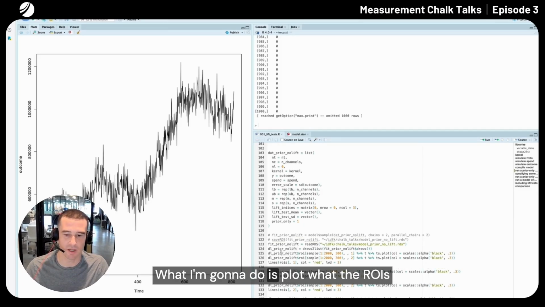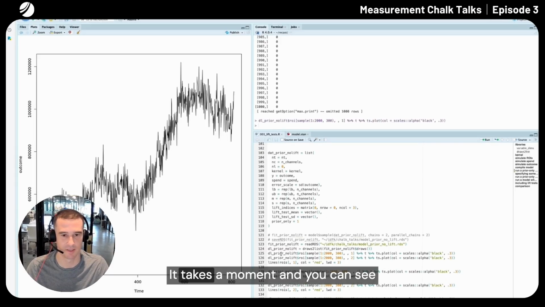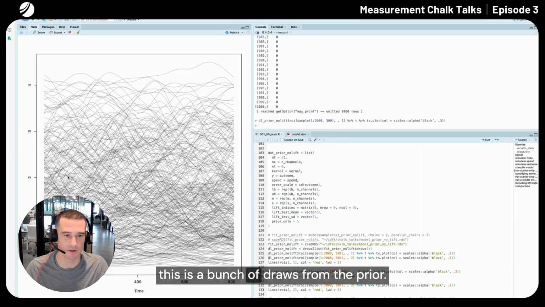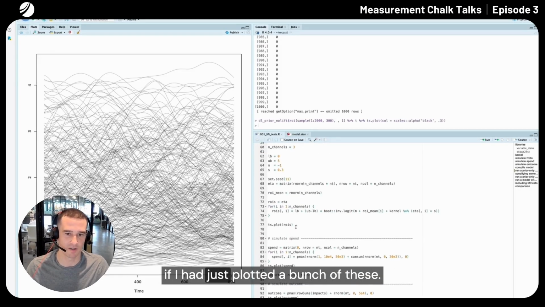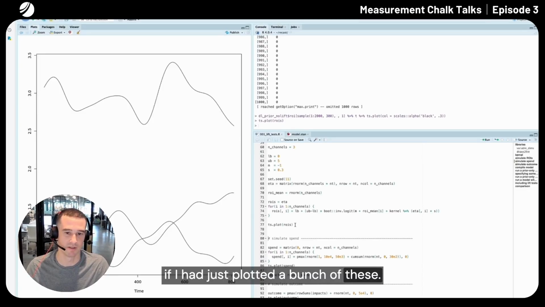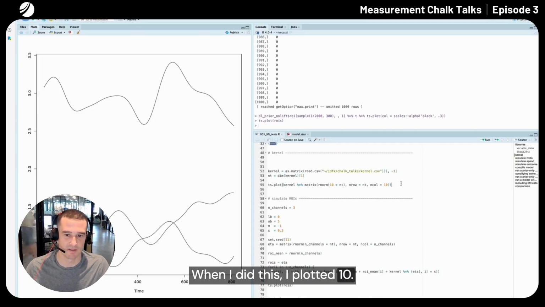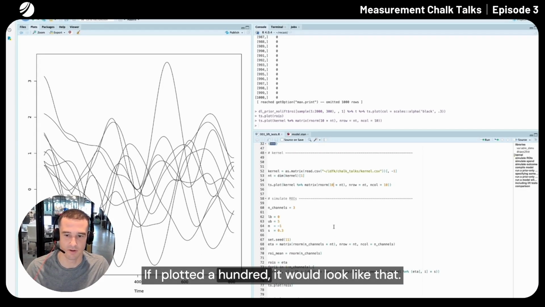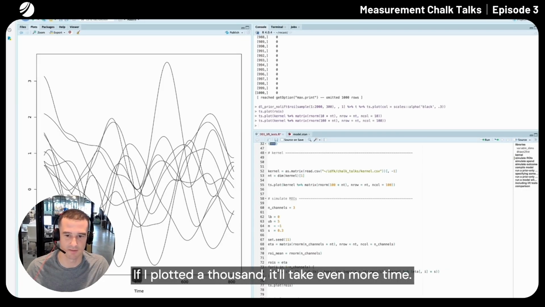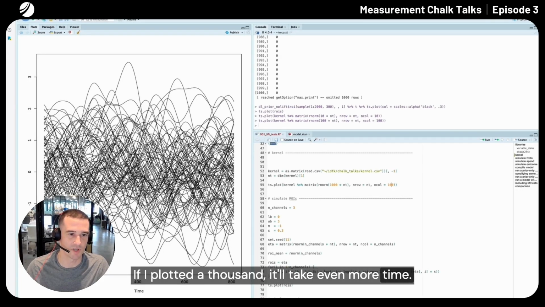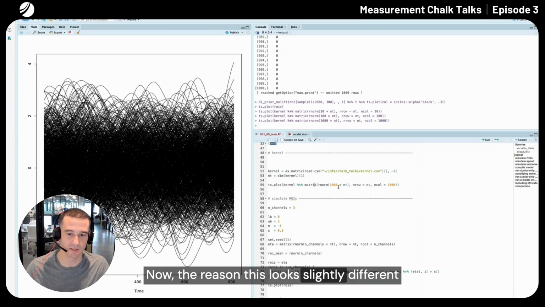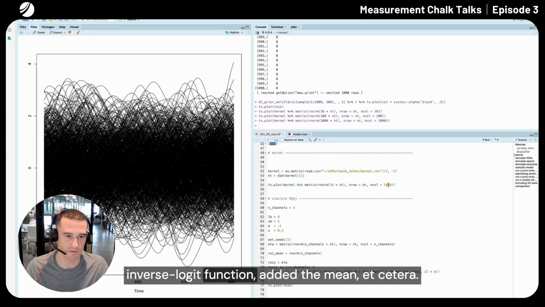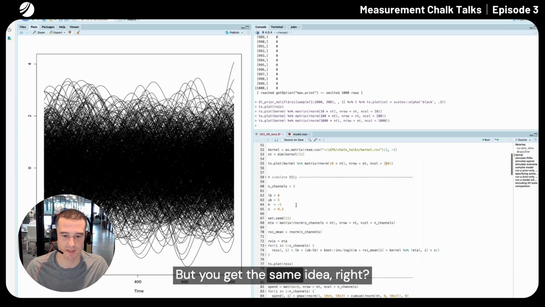What I'm going to do is plot what the ROIs look like when I simulate from the prior. Takes a moment. And you can see this is a bunch of draws from the prior. These are basically the same thing as if I had just plotted a bunch of these. When I did this, I plotted 10. If I plotted 100, it would look like that. If I plotted 1,000, it'll take even more time. Now, the reason this looks slightly different than the image that I've showed you is because I haven't pushed this through the inverse logit function, added the mean, etc., but you get the same idea, right?